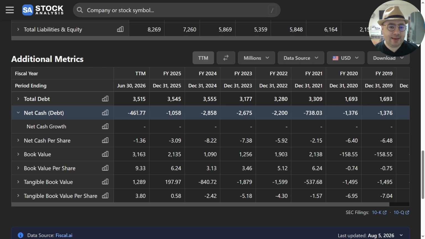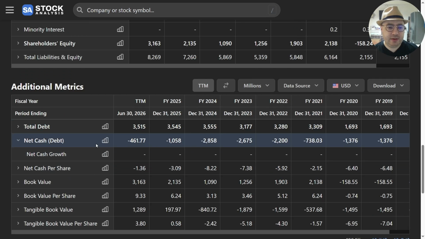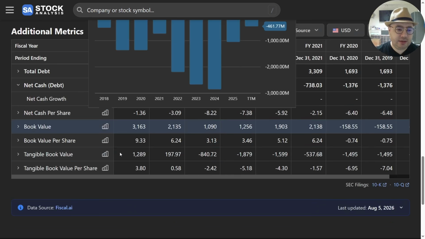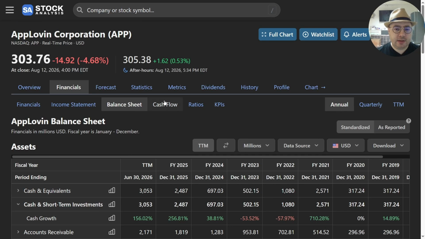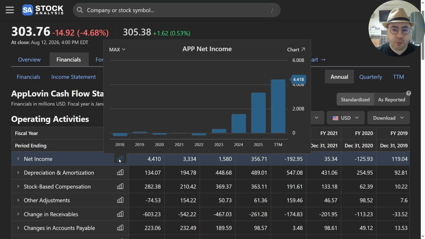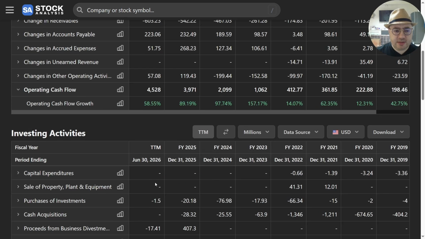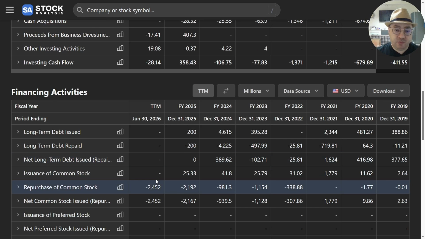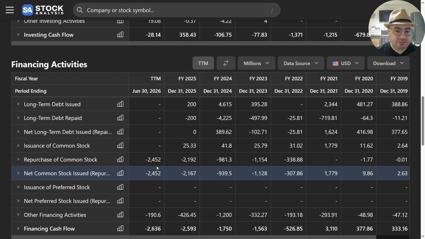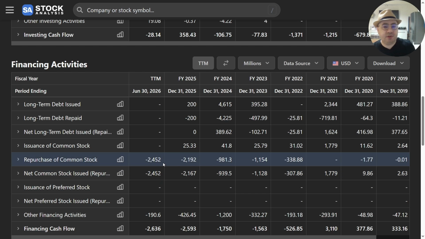Let's see some more. Net cash, total debt 3.5 billion. Net cash minus 500 million is nothing. Let's take a look at the cash flow statements. Net income $4.4 billion, and they give out 280 million in stock-based compensation. Not bad at all. Very sensible. I like it. For the margins that it has, that's crazy that they don't need to produce this kind of high profitability without employing so many talent or paying absurd amounts of money to the management.